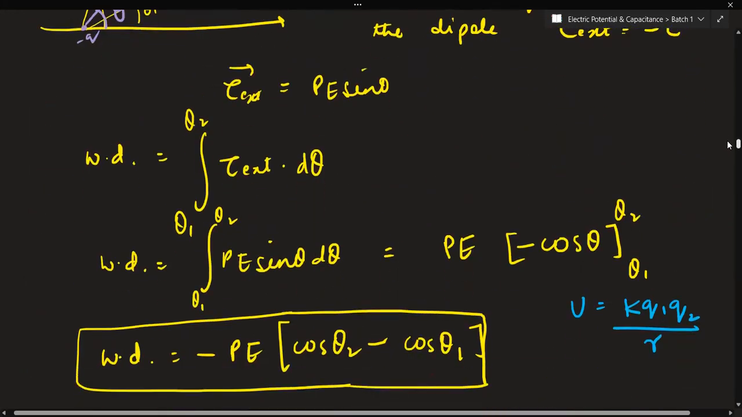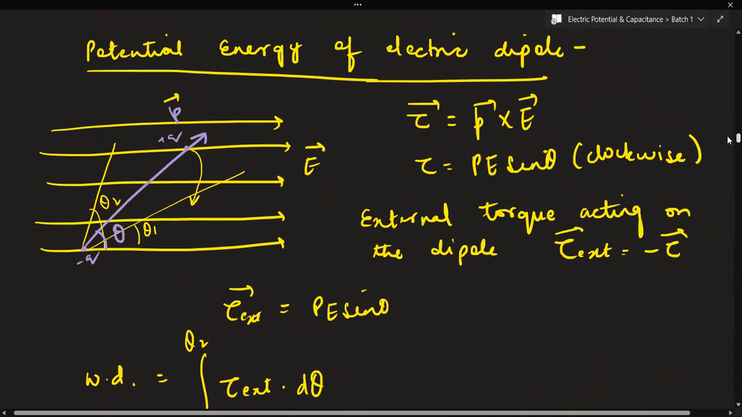Then when it comes to potential energy for a dipole, class, this derivation is important. Mark this derivation as important. This one.